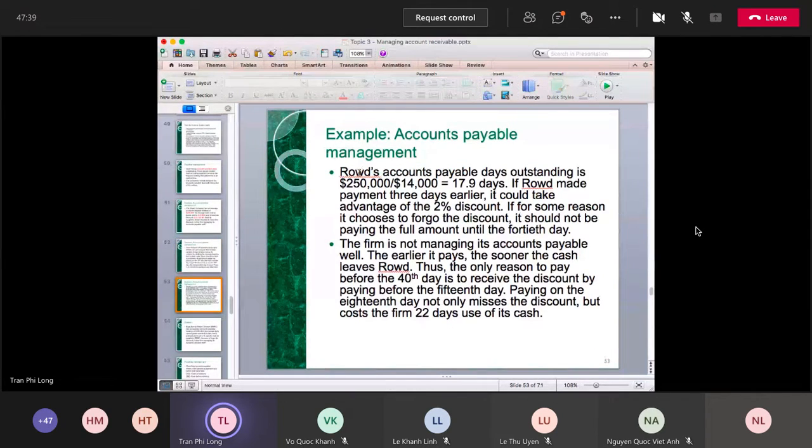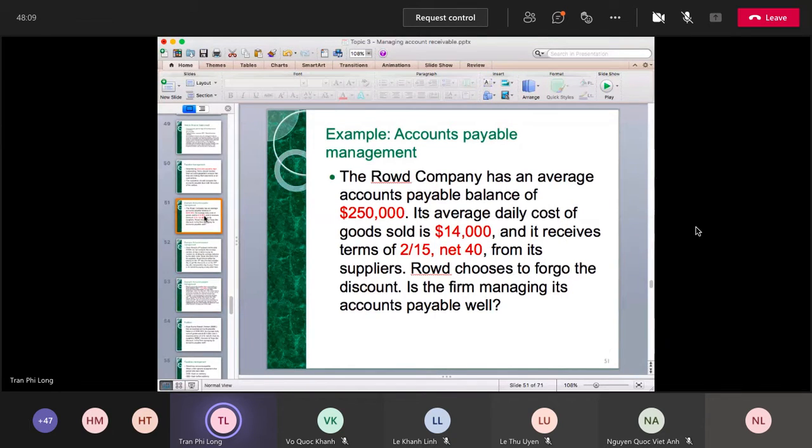When you calculate the accounts payable days outstanding, you find out that it is around 18 days. So it suggests that the company managed the accounts payable not very well. Why? Because by paying at day 18, the company gives up the discount. The company just needs to pay 3 days earlier, and then the company can enjoy the 2% discount.